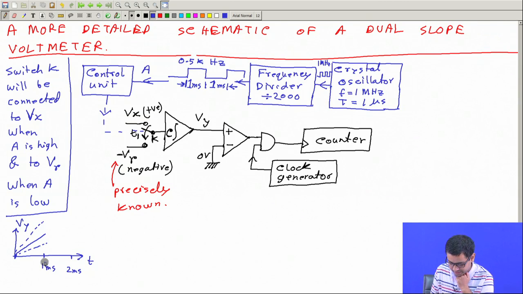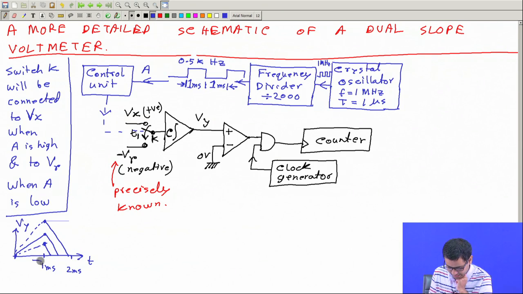Then for the next 1 millisecond, it is connected to Vr, and Vr is negative. So now Vy will discharge. If it is here, it will come down like this. If it is here, then it will come down like this. And if it was here after 1 millisecond, then it will come down like this. And we will basically measure how long it takes to come down.